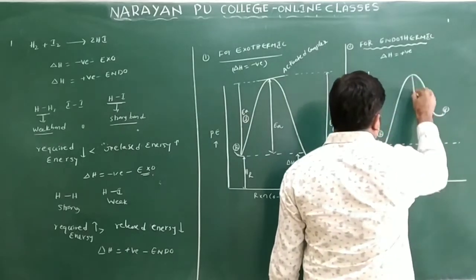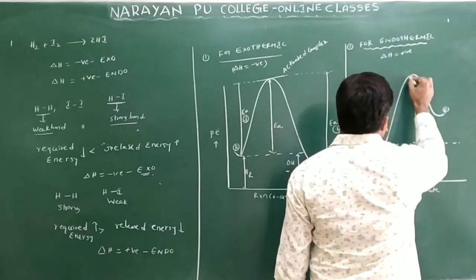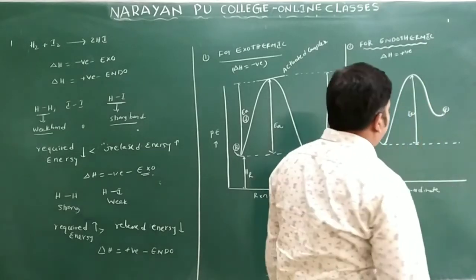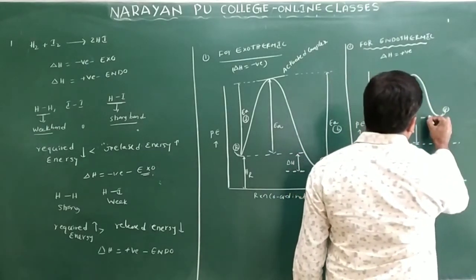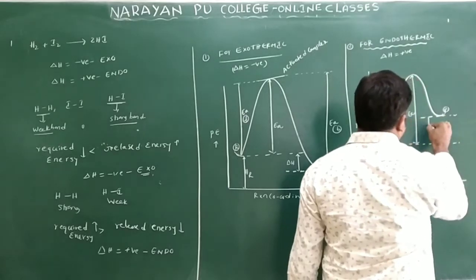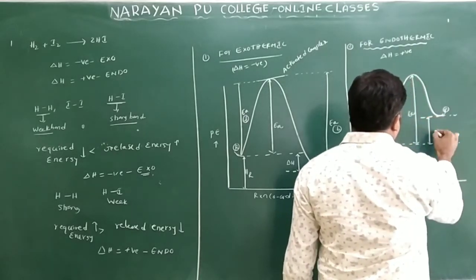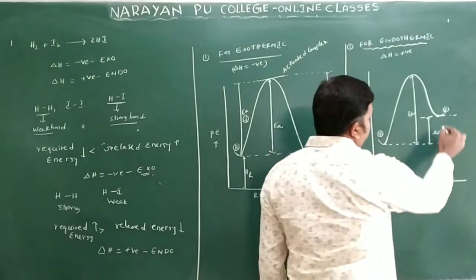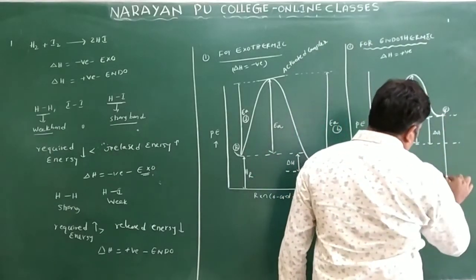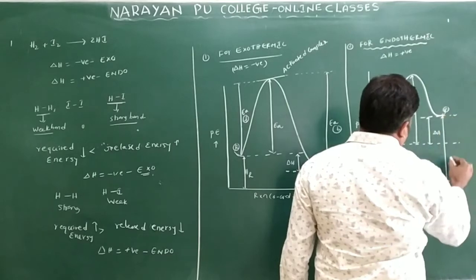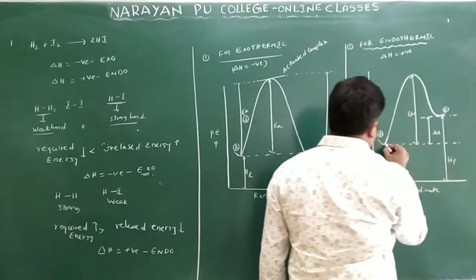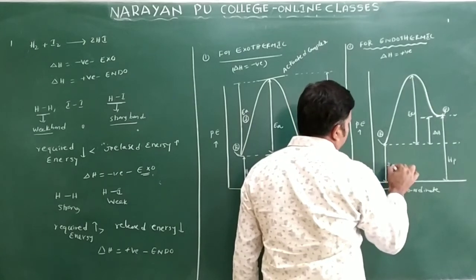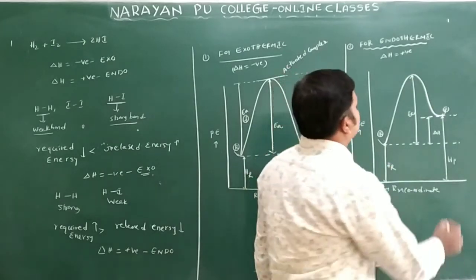So this is the activation energy. Here we can take the energy difference, so this is delta H, the difference you are taking. Clear? From here to here, this is the enthalpy of the products. From here to here, this is the enthalpy of the reactants.